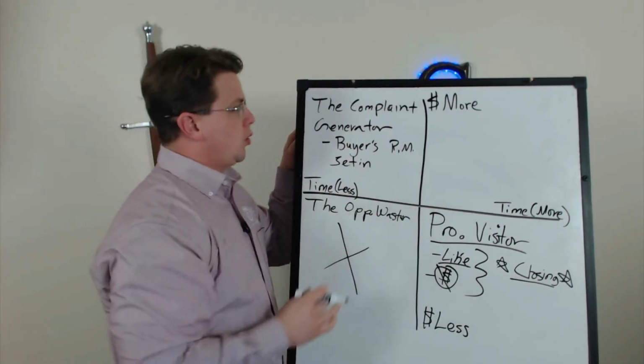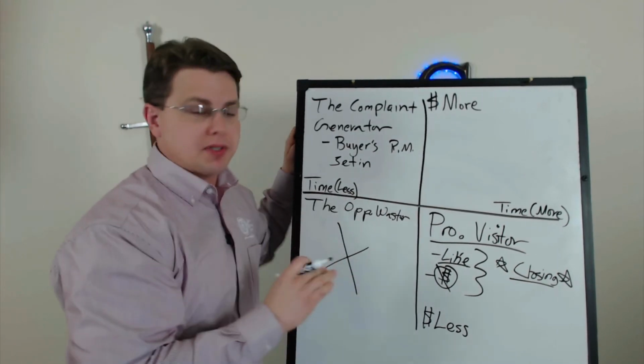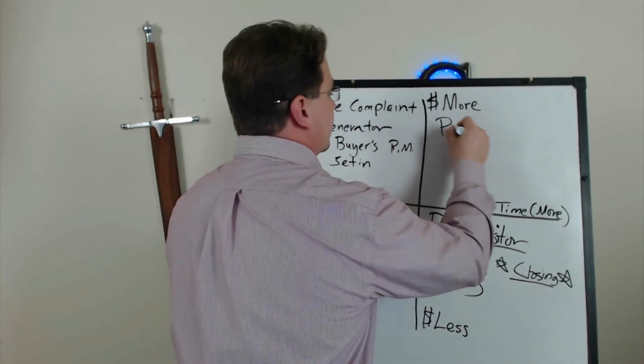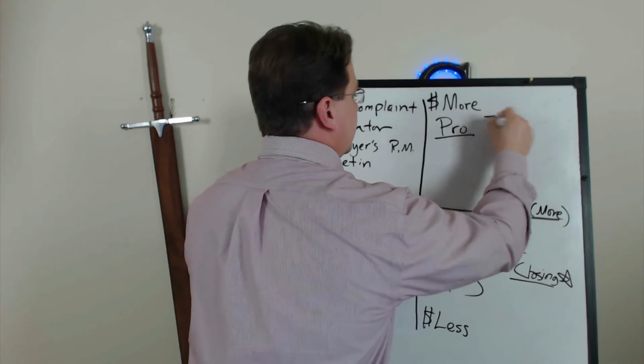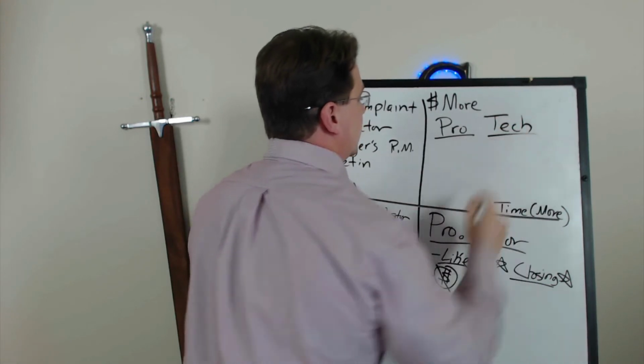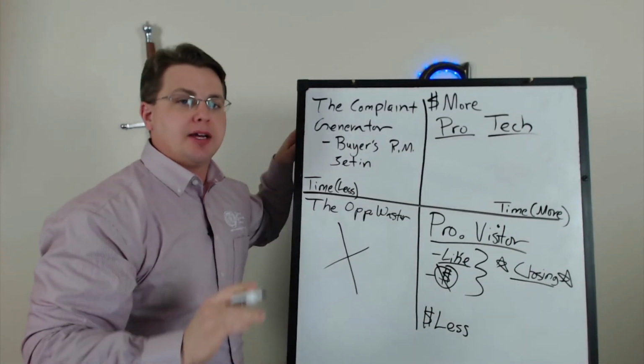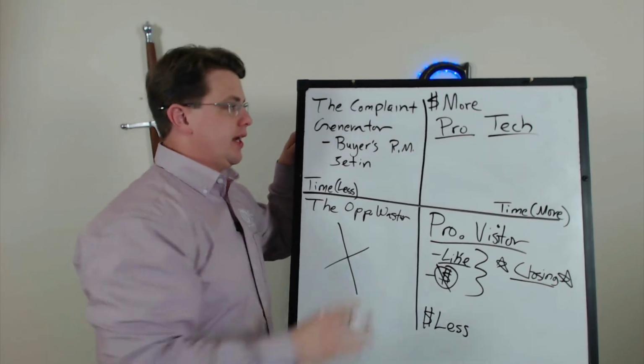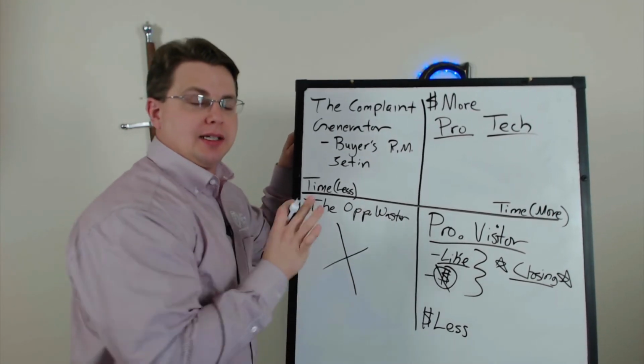Now, if we look at the quadrant of more money and more time, what we have here is the quadrant of what I consider to be the professional technician. This is a high producer. This is a person that has high average tickets, has limited complaints.